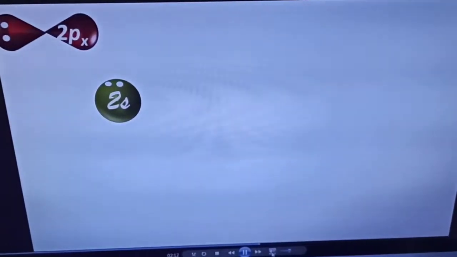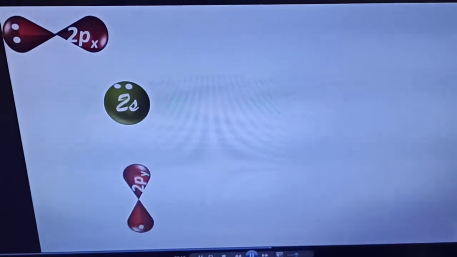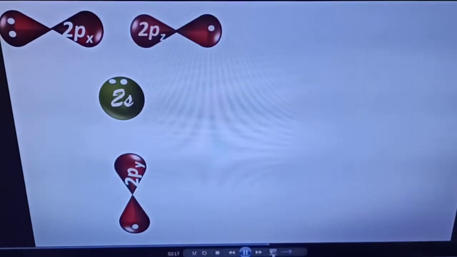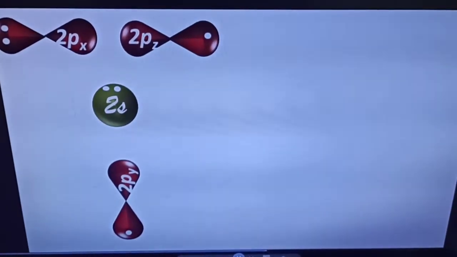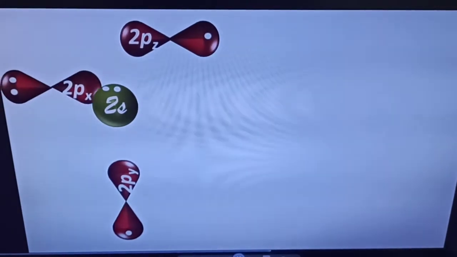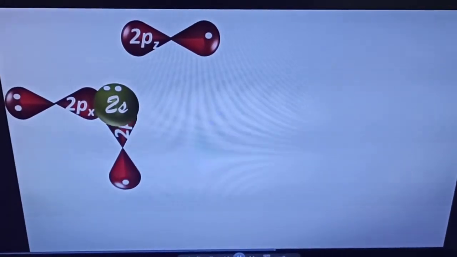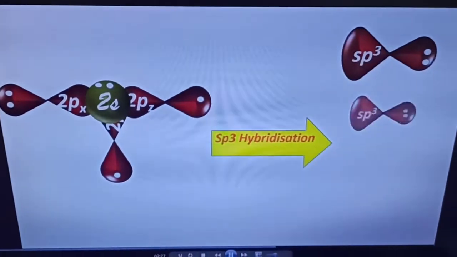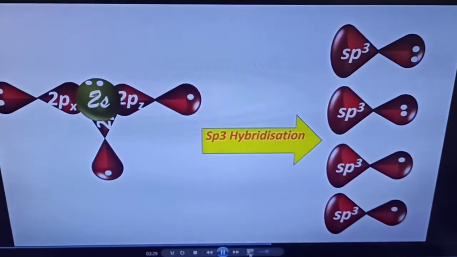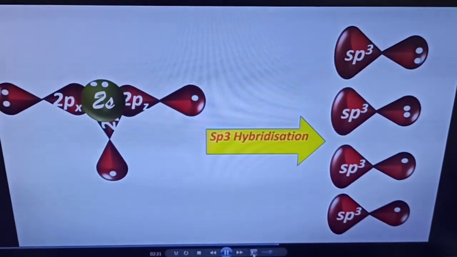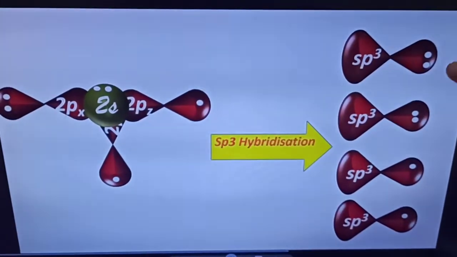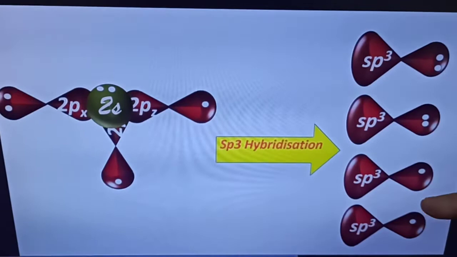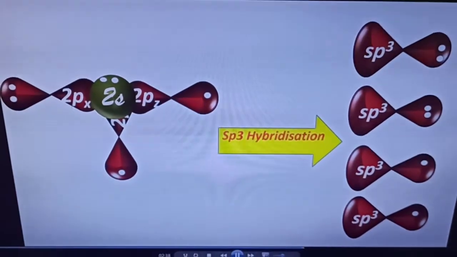Now there is involvement of the 2s electrons. There are 2 electrons in 2s. Similarly, there are 2 electrons in 2px, 1 electron in 2py, and 1 electron in 2pz. Now all these 4 orbitals will combine, that is 2s, 2px, 2py, and 2pz. The sp3 hybridization occurs, and you get 4 equivalent sp3 orbitals: sp3, sp3, sp3, sp3.